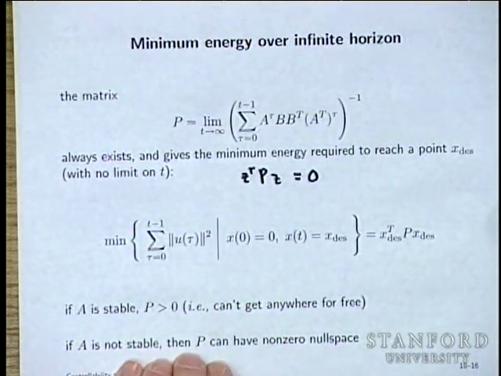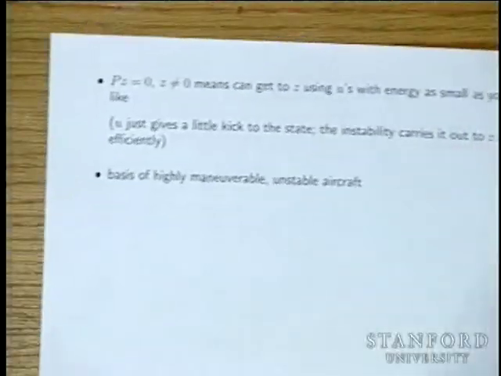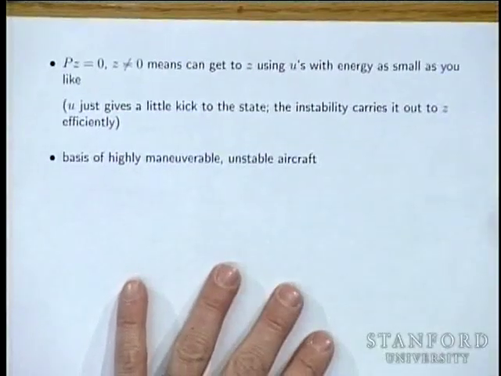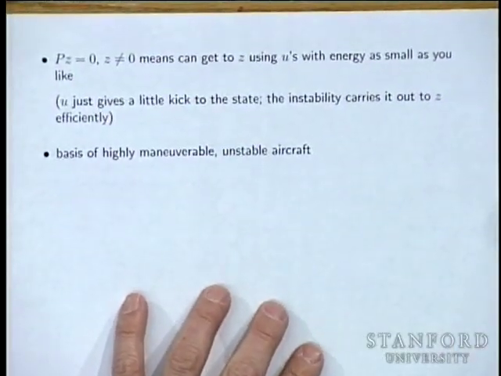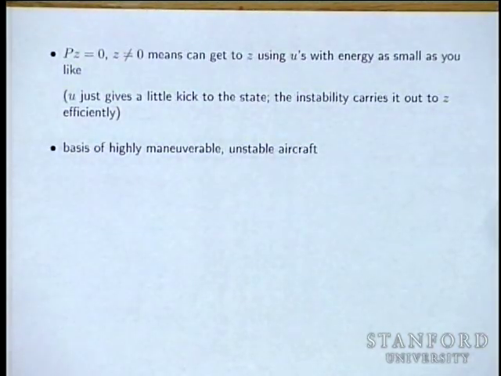But if A is not stable, then you can have a nonzero null space. Nonzero null space means, well, it's just what we were just talking about. You can get to a point in the null space of P using u's with energy as small as you like. So that's it. And all you do is you just kick it a little bit and let the natural dynamics take you out where you want to go. You have to be careful doing this, obviously, but this is the way it works.